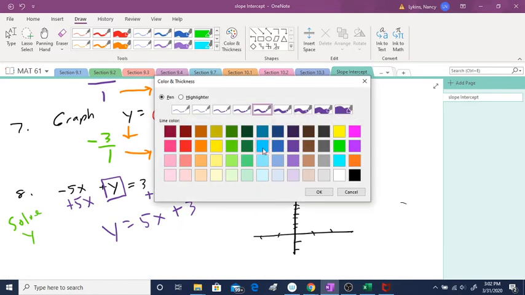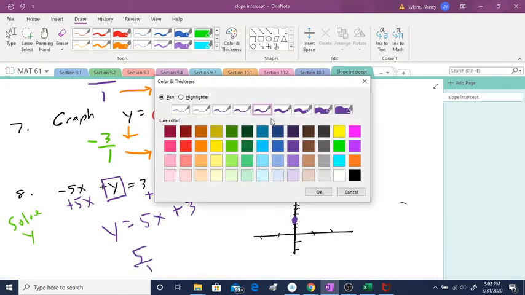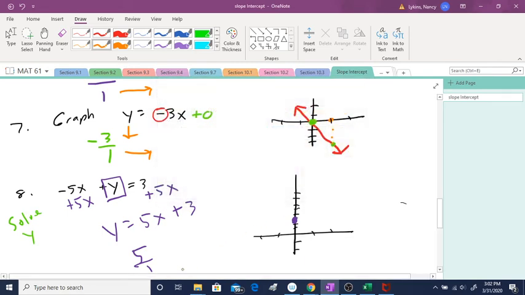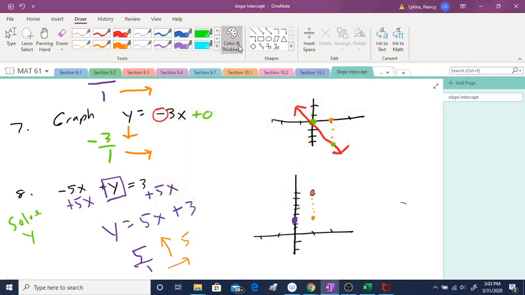So from this point right here, I'm going to start off with 3 right here. And this 5 over 1 means I go running 1 and then up 5. 1, 2, 3, 4, 5. And there's my graph.